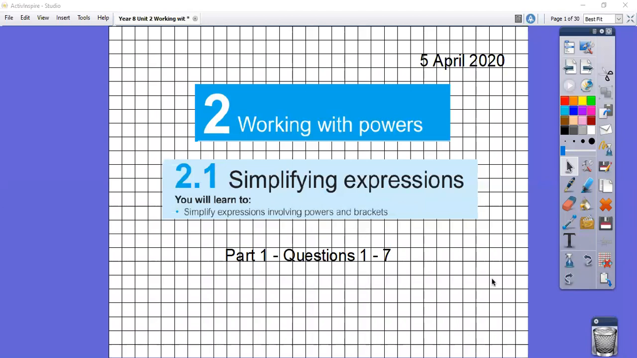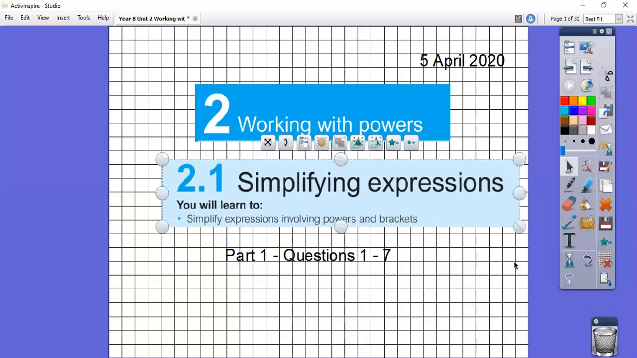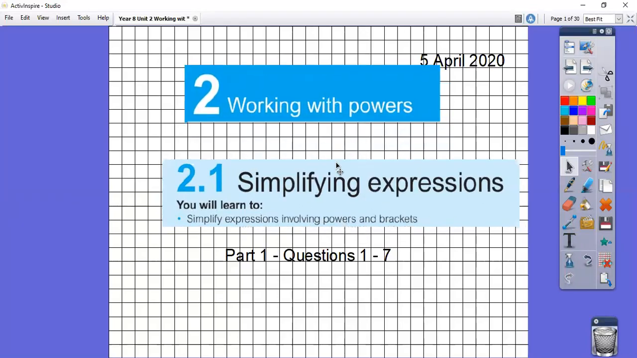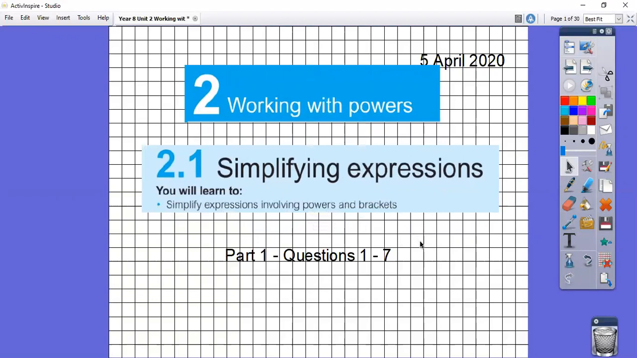And the first title will be 2.1, Simplifying Expressions, and the learning intention will be to simplify expressions involving powers and brackets. This is all in the book, the chapter I'm going to upload today. And we are going to do questions 1 to 7. So this is part 1 of 2.1.